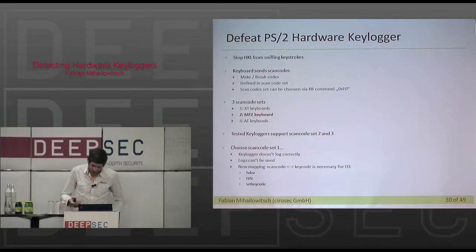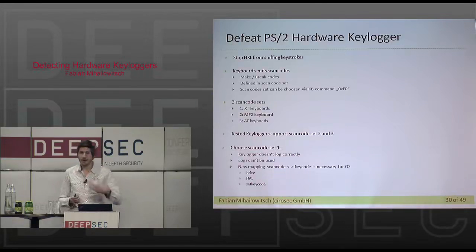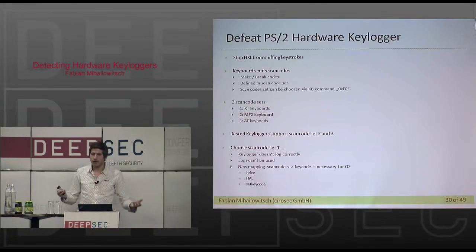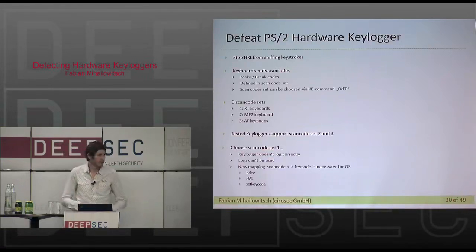And the cool thing about that is all the hardware keyloggers I had just understood scan code set 2 and 3. So if you switch to scan code set 1, the hardware keylogger doesn't see what's going on and doesn't log anything, actually. So it is blind. It doesn't see what's happening. And so the idea is just to tell the KBC to tell the keyboard, choose scan code set 1, and we are fine. However, since our operating system doesn't see anything either, we have to define a new mapping of the scan code to the key code set. But for Linux, we can do this with tools like hdev, HAL, setkeycodes, so it's no problem at all.